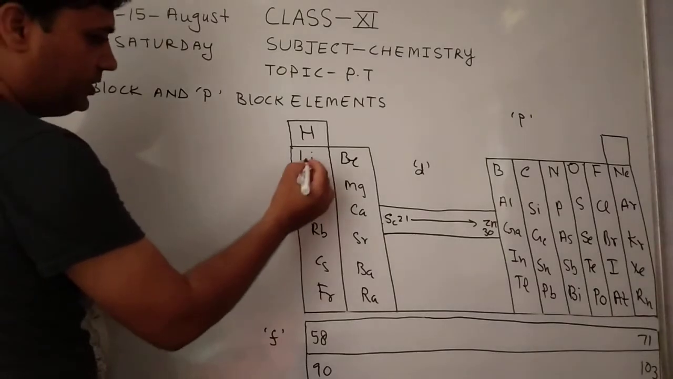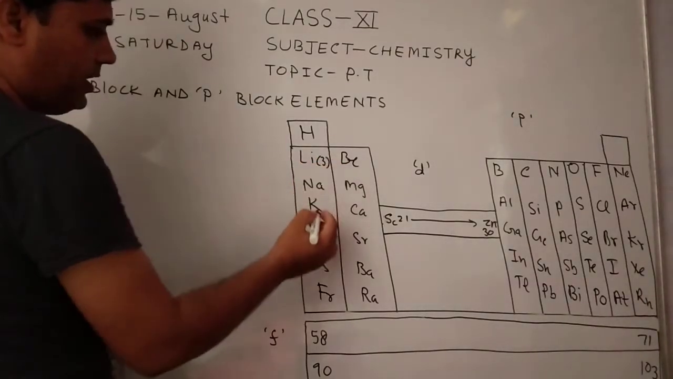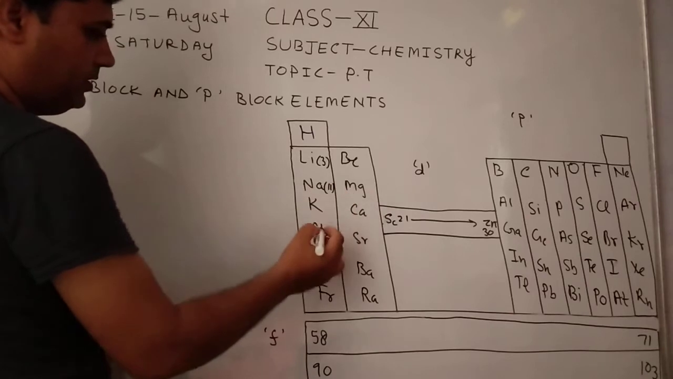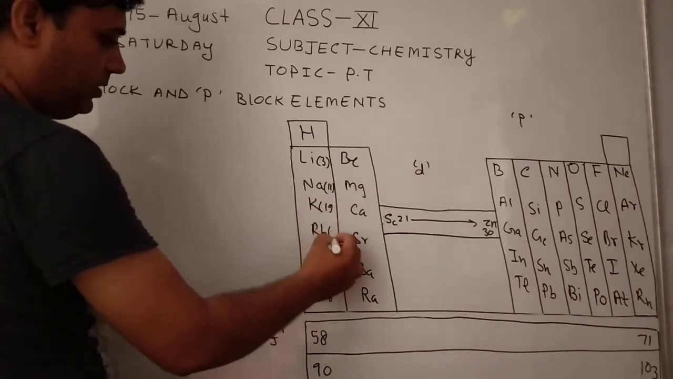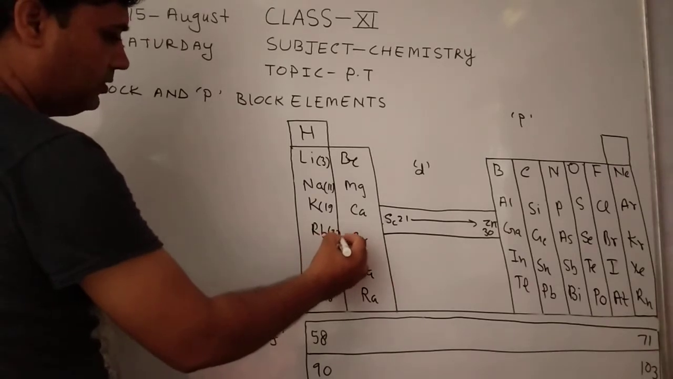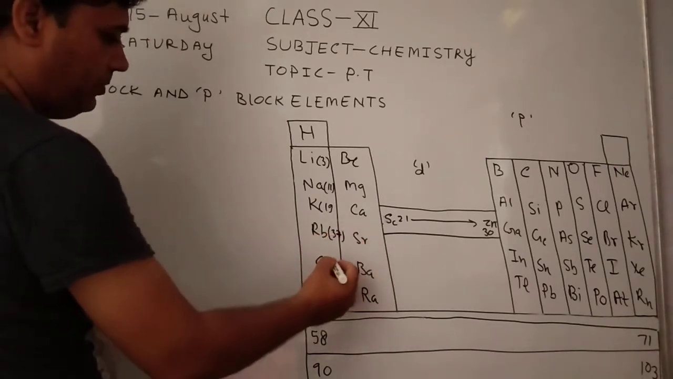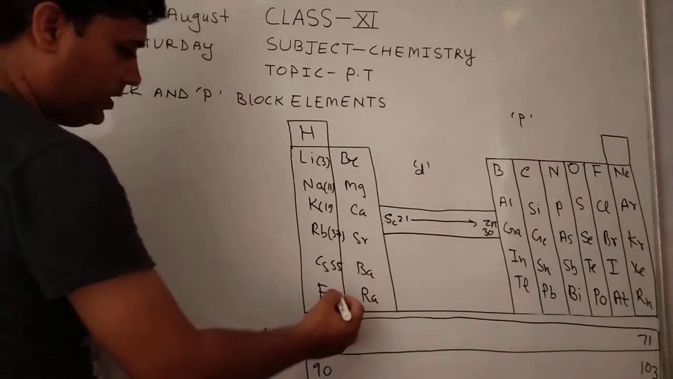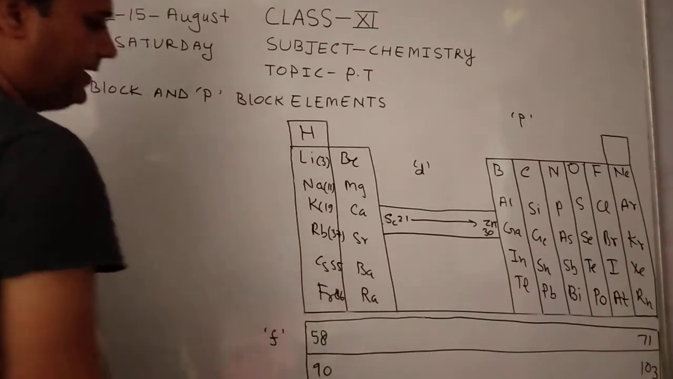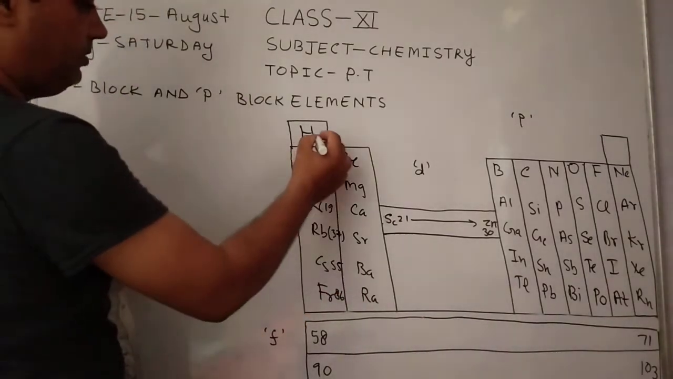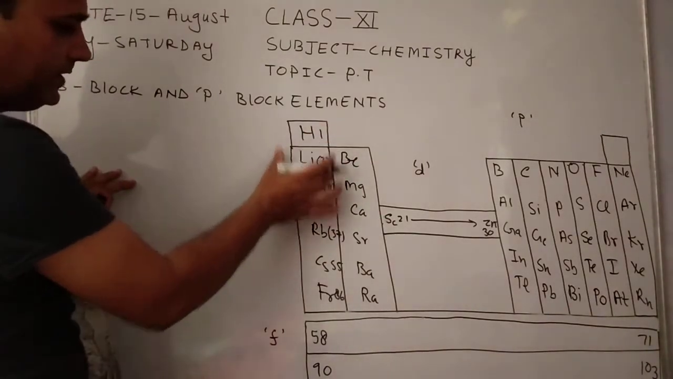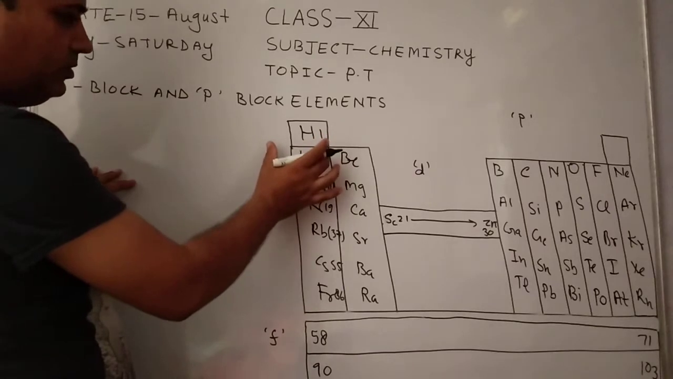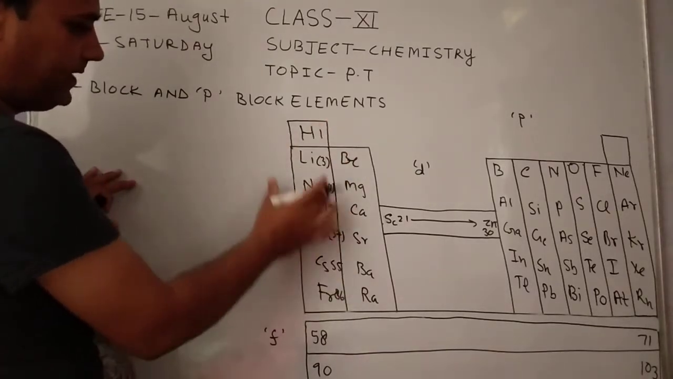The atomic number of lithium is 3, sodium is 11, potassium is 19, rubidium is 37, cesium is 55, and francium is 87. The atomic number of hydrogen is 1. We can easily understand how we can memorize the atomic numbers.